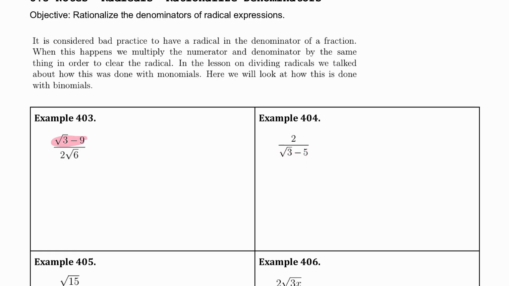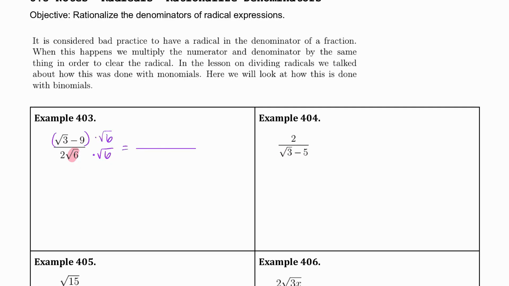So don't forget that it's considered bad practice to leave a radical in the denominator. So in order to get rid of that, we're going to rationalize the denominator. We talked about how to do this in the last section. On example 403, we're trying to get rid of the square root of 6. So I'm going to multiply it by the square root of 6, same thing on top.